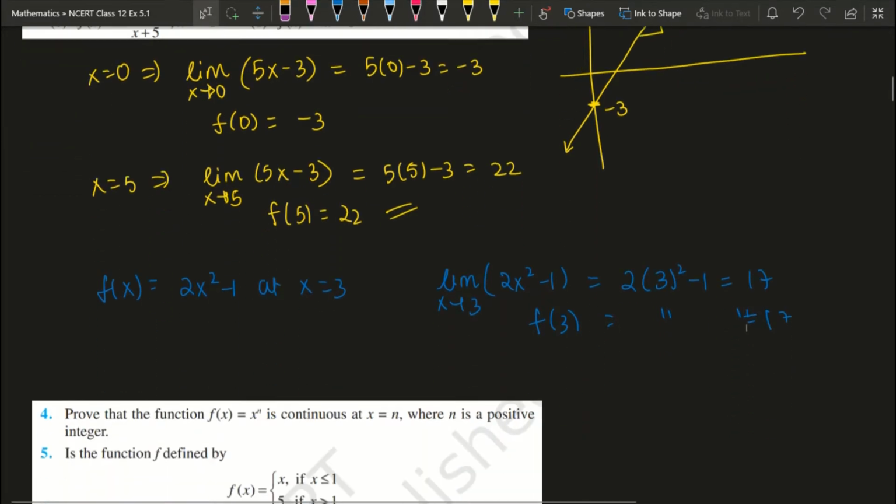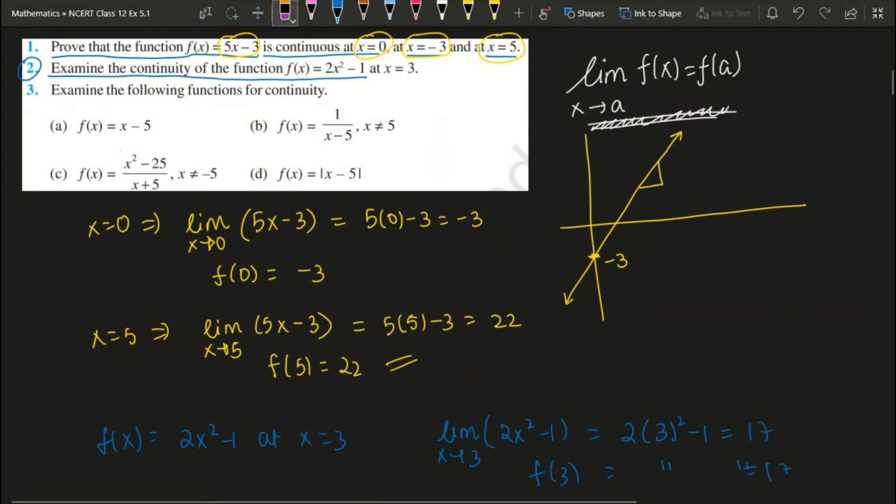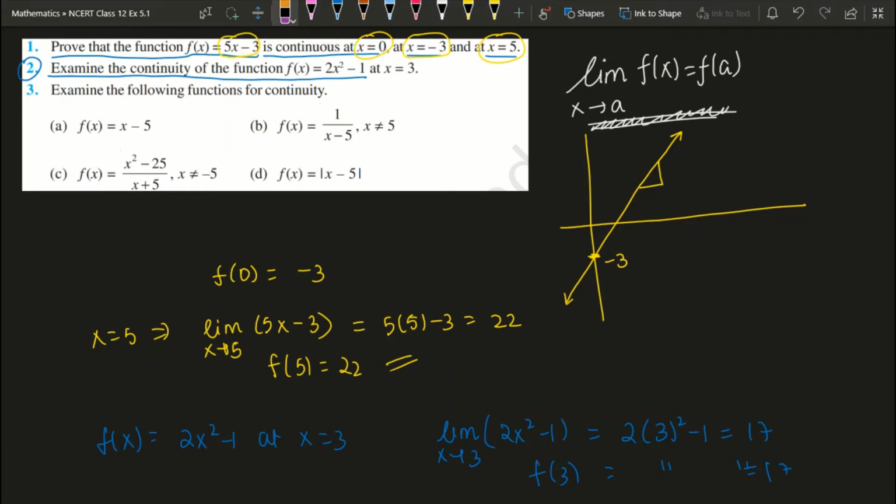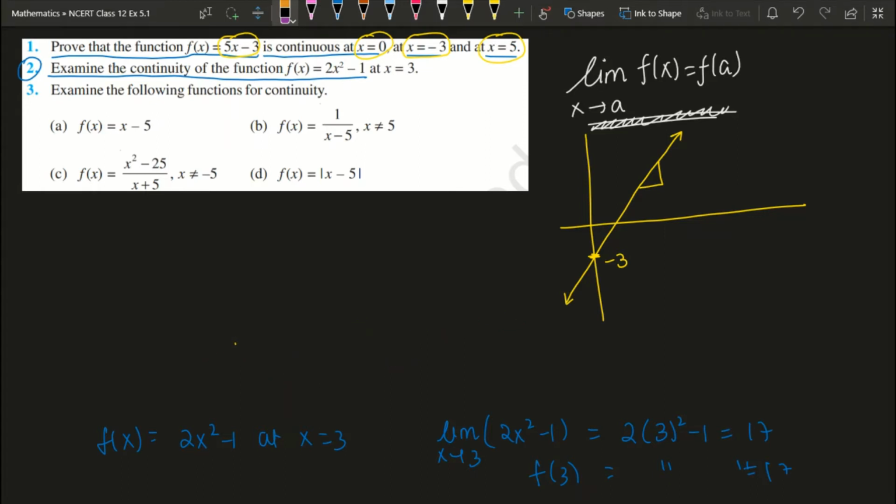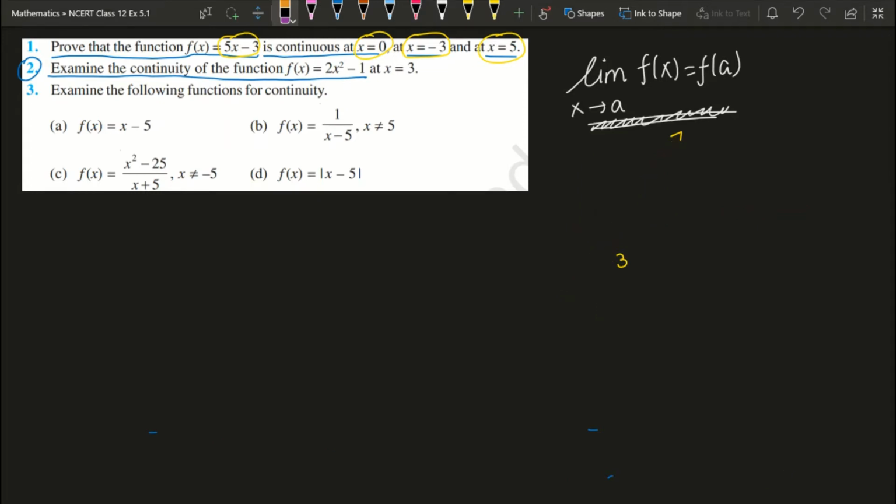Let's do the third problem. Let's clear up some space for the third problem here. It indirectly asks at which points the four functions given as subparts are continuous. Let's examine them and figure out what happens for these four functions. I will do the last two functions, and the other two are also similar, so I'll do C and D.